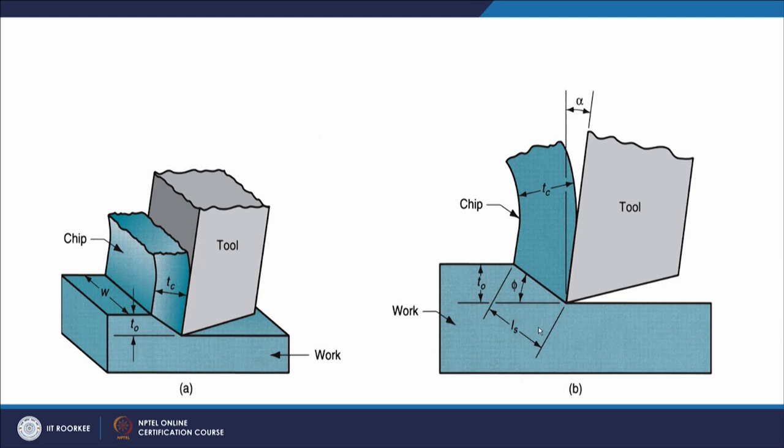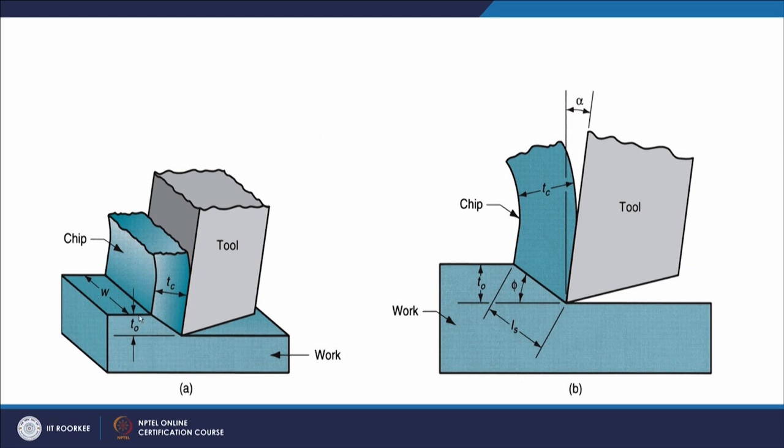So, in the two dimensional diagram, the same thing can be represented using this diagram. Here angle phi is the shear plane angle, T naught is the uncut chip thickness and Tc is the cut chip thickness, alpha is the rake angle. Here the width is important to see in the 3-dimensional view, because otherwise we do not get it in the 2-dimensional figure.